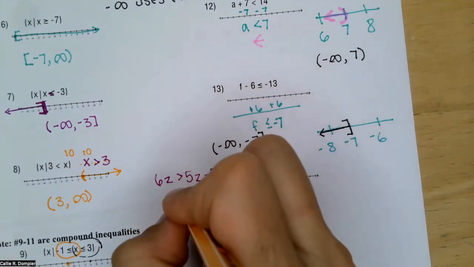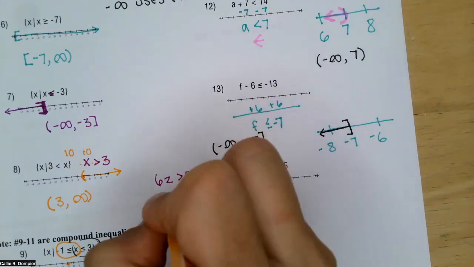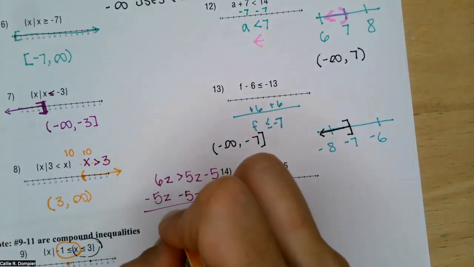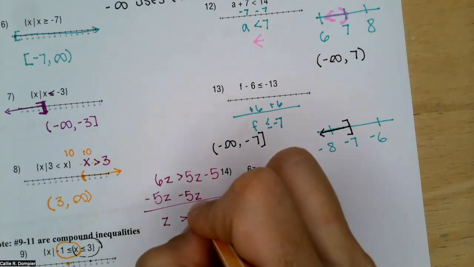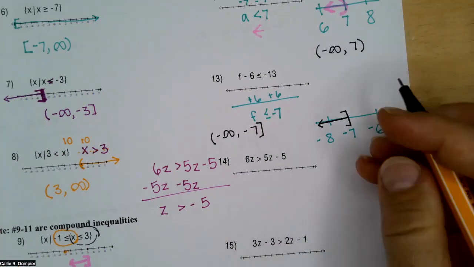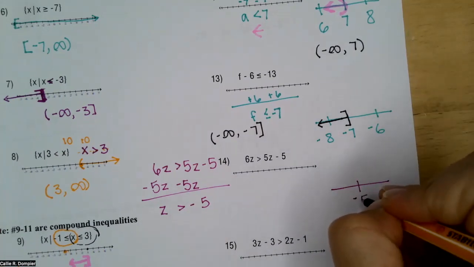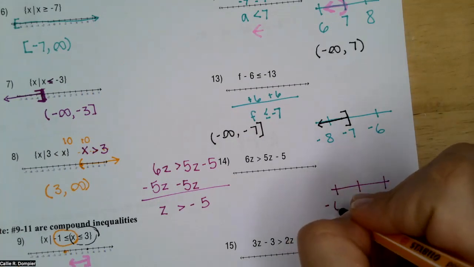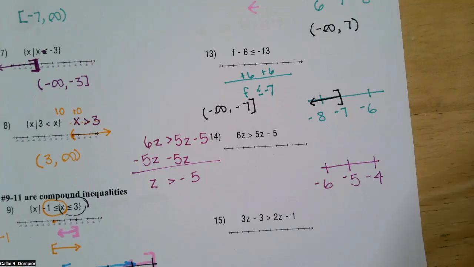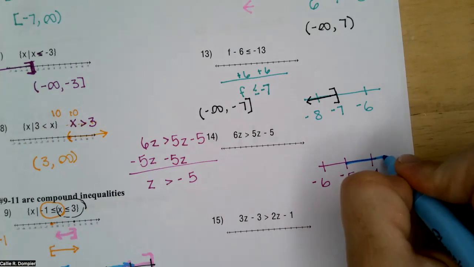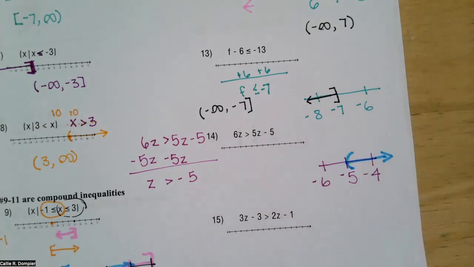I'm going to move that 5z by subtracting it. Because not only do I like my variable on this side, but I want my variable to be positive. So it does just become 1z, which is what we want. Z is greater than -5. Here's -5. In front of -5 is -4, and behind -5 is -6. Good. Z is greater than -5. Greater than is going in that direction. It does not include -5, so it's a parentheses.